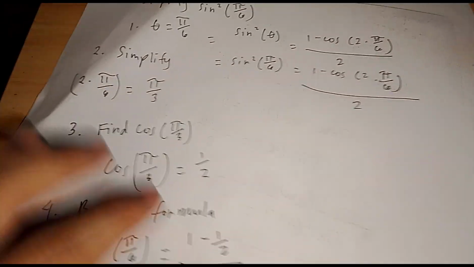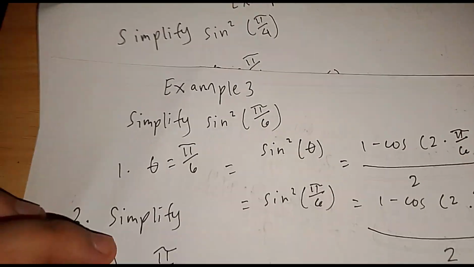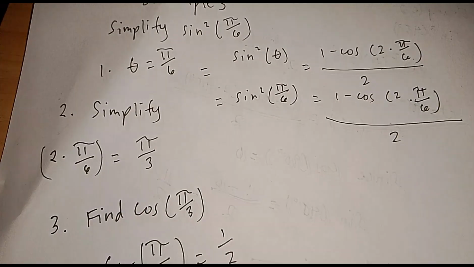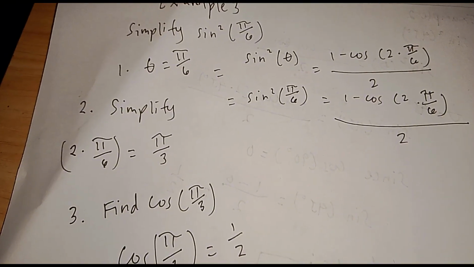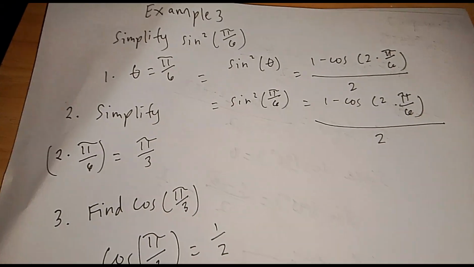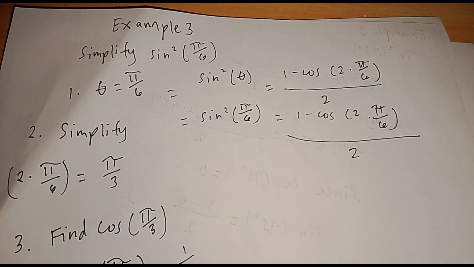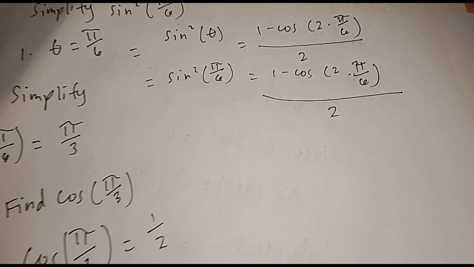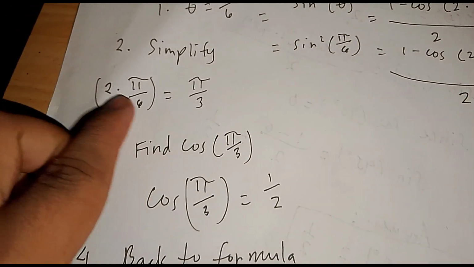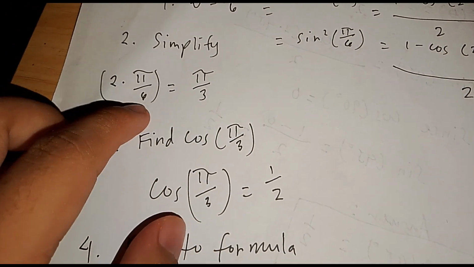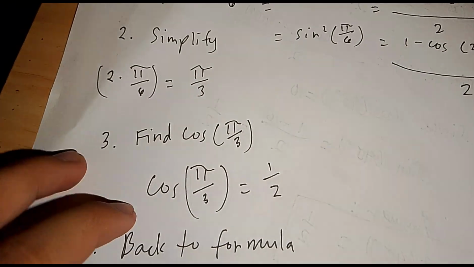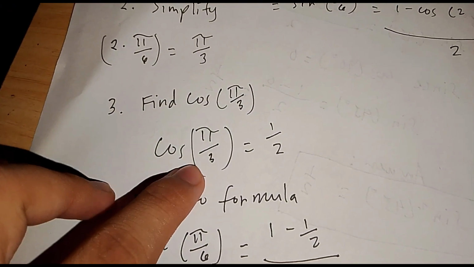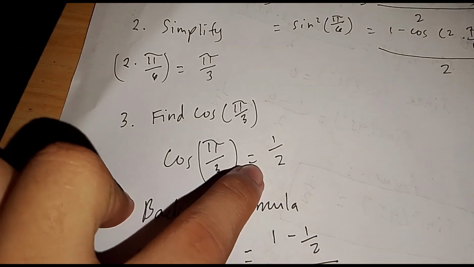Example number 3 is to simplify sine squared pi over 6. So theta equals pi over 6. Sine squared theta equals 1 minus cosine 2, substituting pi over 6, over 2. Simplify: 2 multiplied by pi over 6 equals pi over 3. So find cosine pi over 3. Using a calculator or the unit circle, cosine pi over 3 equals 1/2.